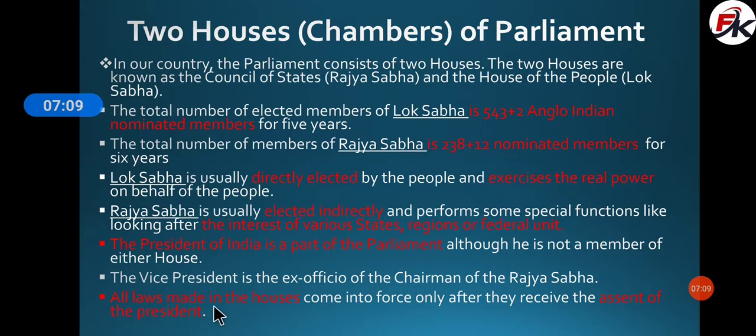All laws made in the houses come into force only after they receive the assent of the President. It is the President who gives consent, signs the bill that makes it a law for the country. So the President is the final one to sign the law that is made by the Parliament.